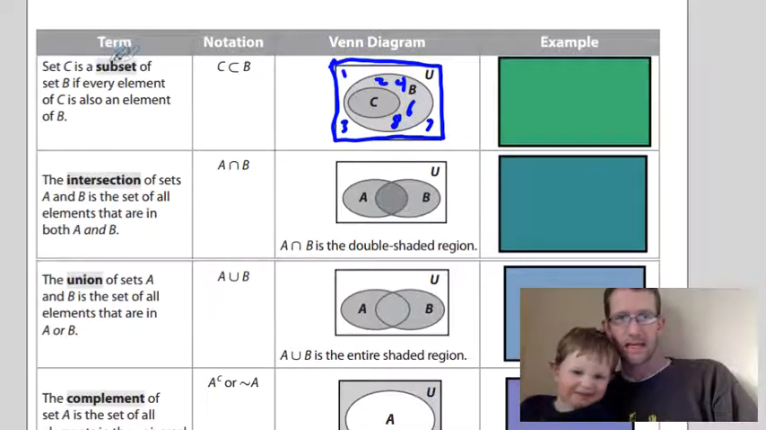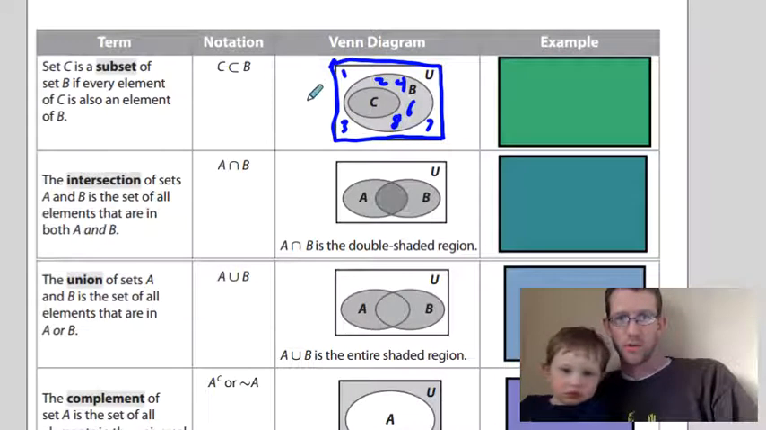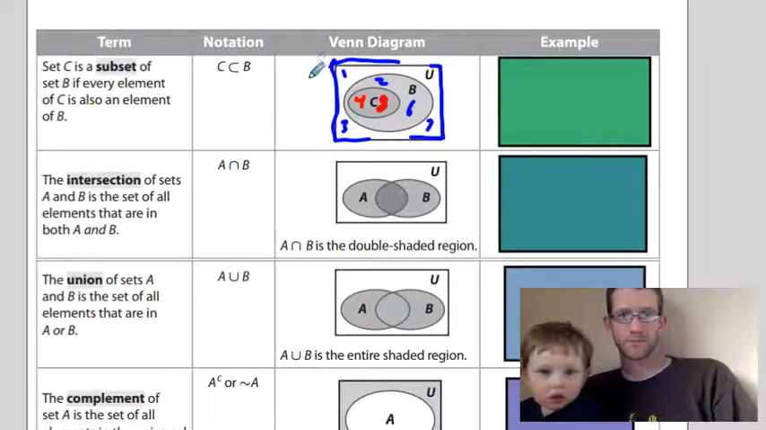But it says set C is a subset, right? And set C, if we recall, is the natural numbers less than 10 that are multiples of 4, so that's 4 and 8. So 4 and 8, I'll make them red, go inside C, which is already inside B, right? So that's just a way to visualize it.